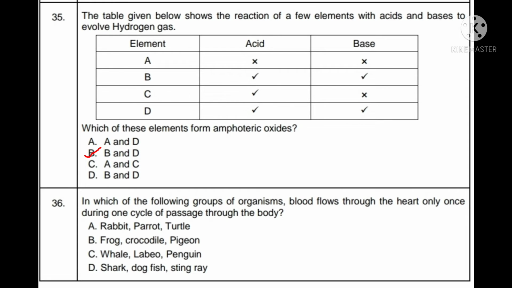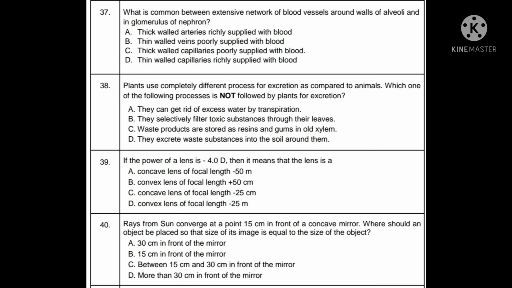Question number 36. In which of the following groups of organisms blood flows through the heart only once during one cycle of passage through the body? Correct answer is option D, shark, dogfish, stingray.